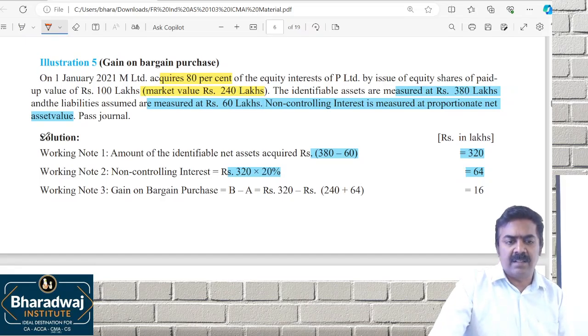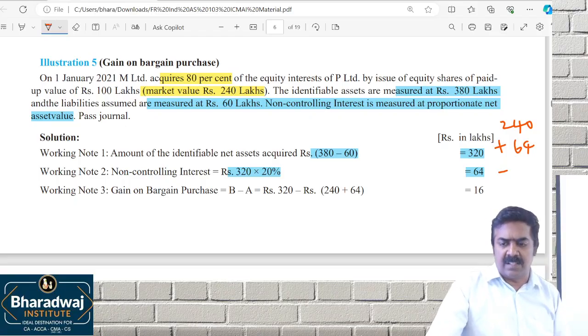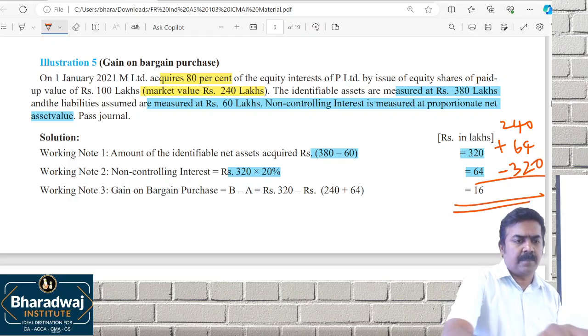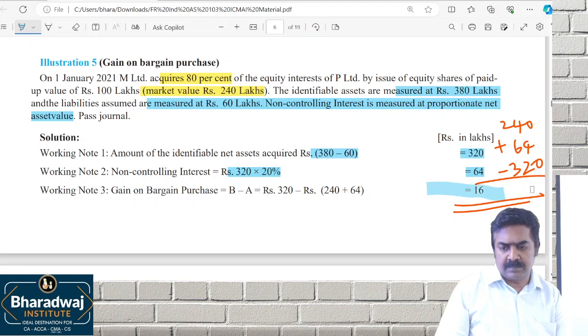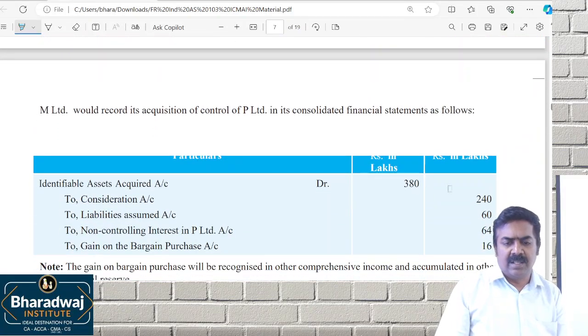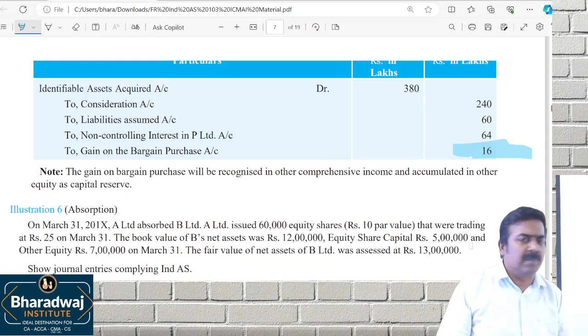So, what is the consideration paid? 240 plus NCI value 64, minus net assets. Net assets, look, 380 minus 60, 320. That is 16, gain on bargain purchase. We can do it through a journal entry also. Assets account debit, to consideration, to liability, NCI 64. Gain on bargain purchase can be taken as which one? Balancing figure. Gain on bargain purchase can be taken as a balancing figure.